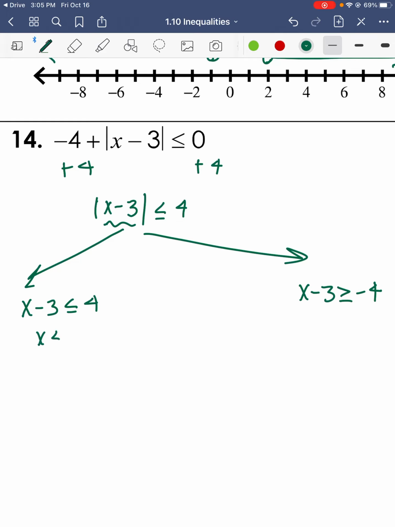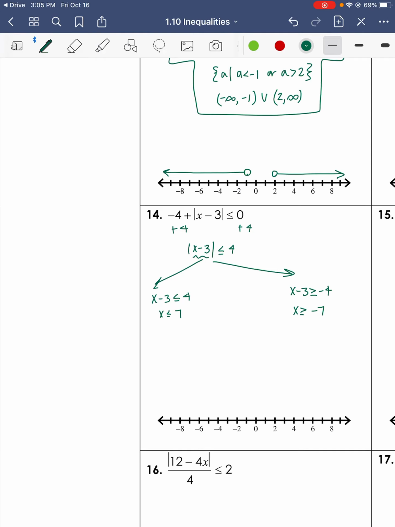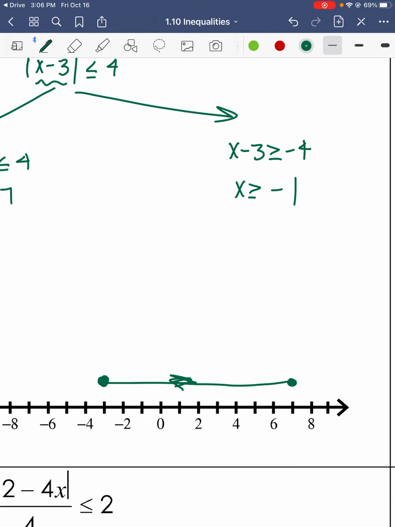Let's solve each of these individually. We're just going to add 3. So x is less than or equal to 7 on one side, and then we have x is greater than or equal to, no, negative 1. Negative 4 plus 3 is negative 1. So graphing these, let's look at this left one. x is less than or equal to 7. So 7 is going to have a closed circle on it, going in the left direction forever. And then x is greater than or equal to negative 1. Negative 1 will have a closed circle, going in the right direction forever.